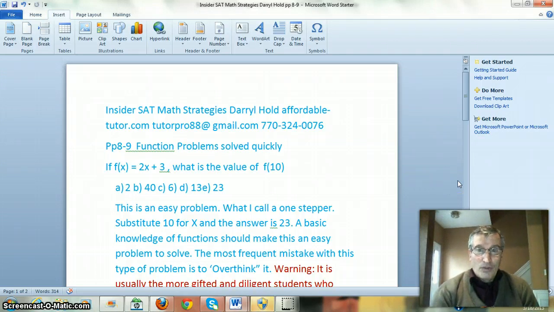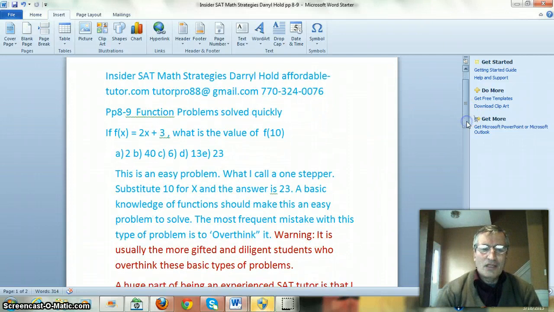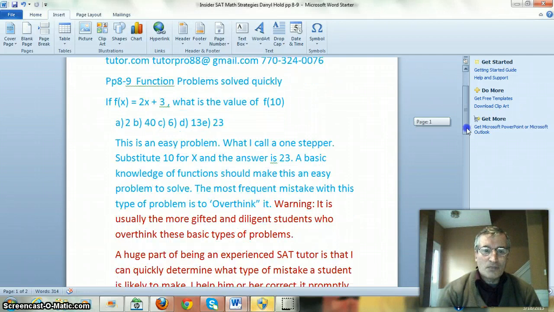Now, we're going to go into something that I find occurs a lot in tutoring. The most frequent mistake with this kind of problem is to overthink it. I don't know if that's a word, but I'm making it a word. Now, here's my warning. It is usually the more gifted and diligent students who overthink these basic types of problems.